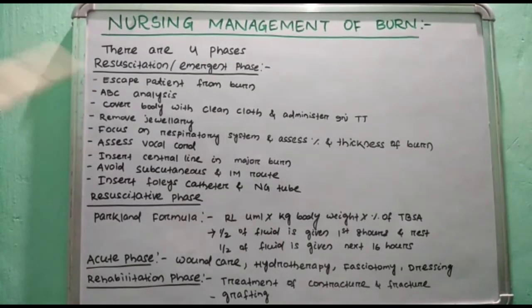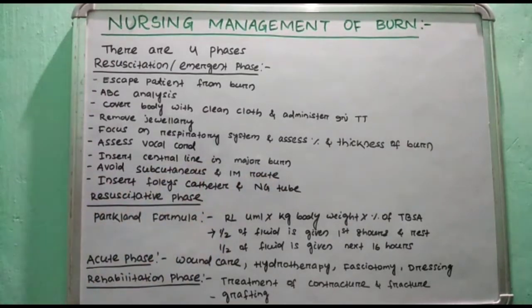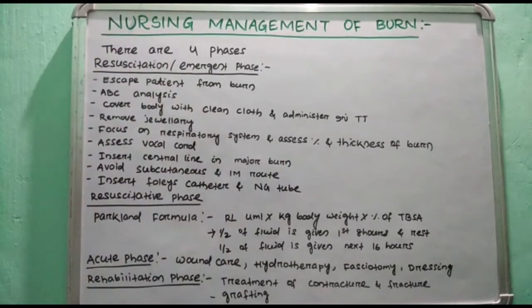Then next one is to insert a Foley's catheter and a nasogastric tube. Insert the Foley's catheter to measure the urine output, and it is informed to the physician. Then insert an NG tube to prevent paralytic ileus.